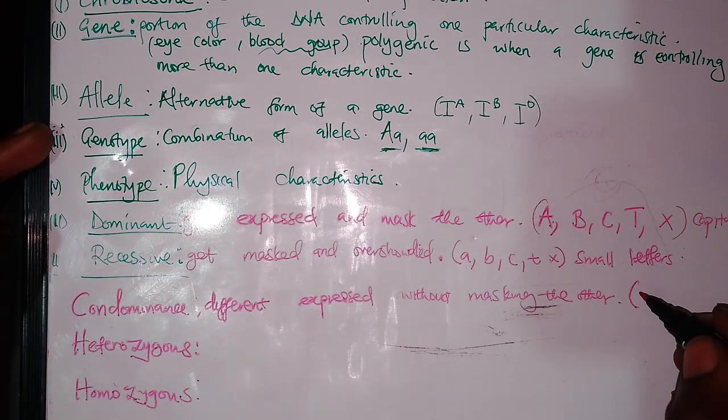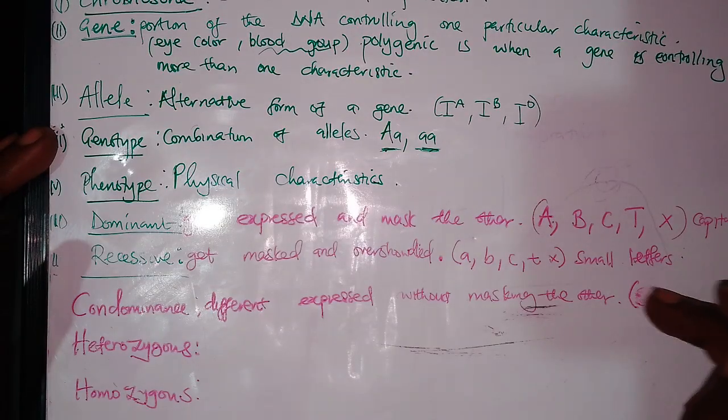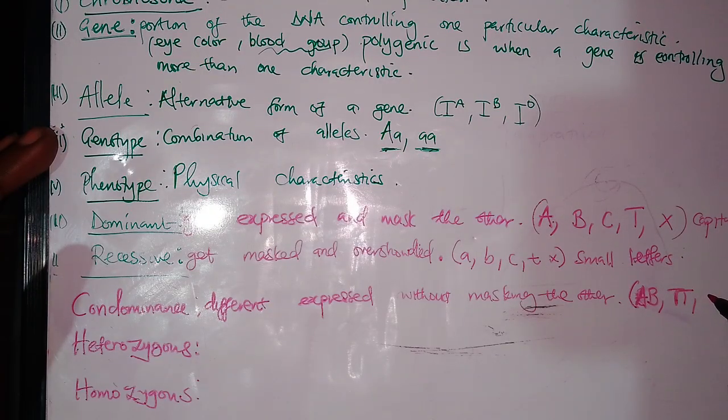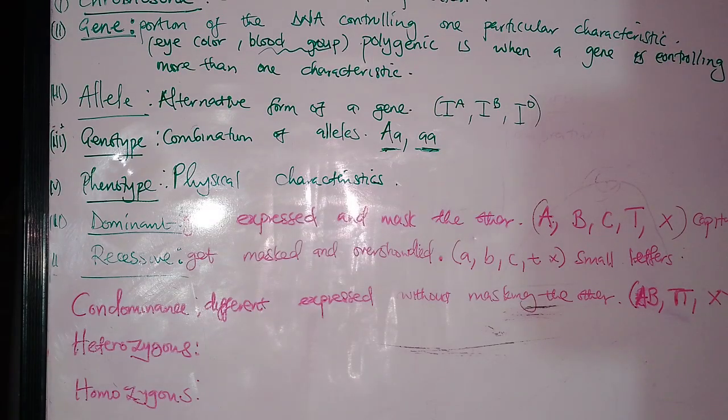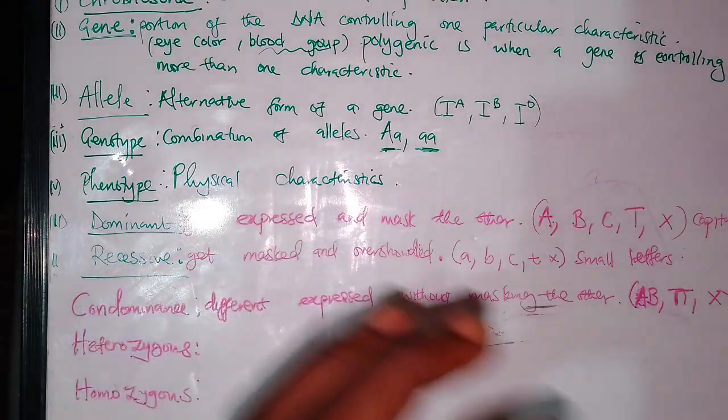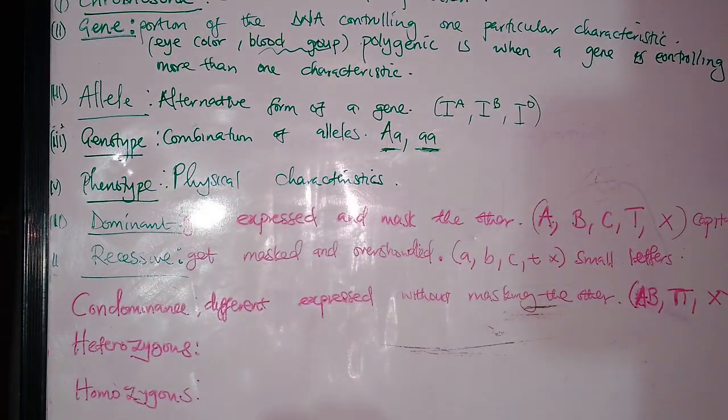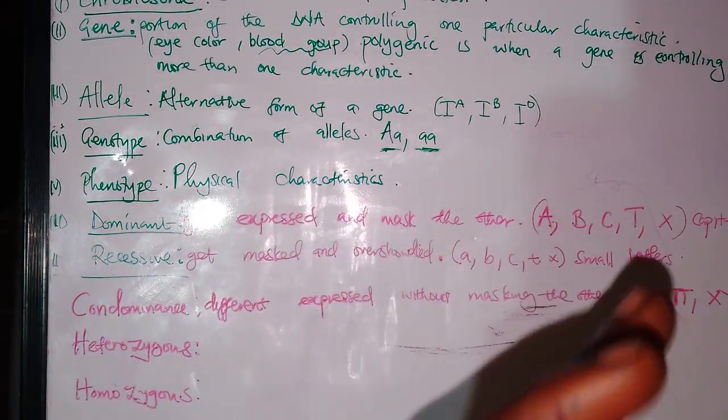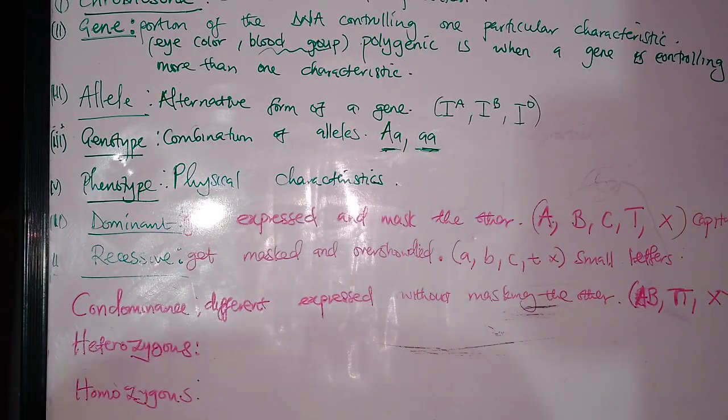So let's take blood group. It can be AB, just like that. Whenever you have these, they are known as codominants. You have different alleles which are expressed in the same phenotype.